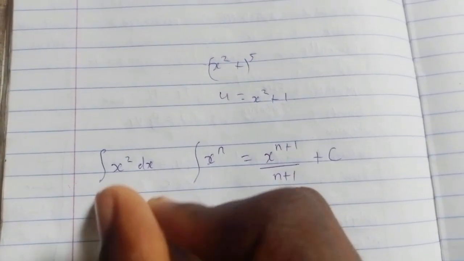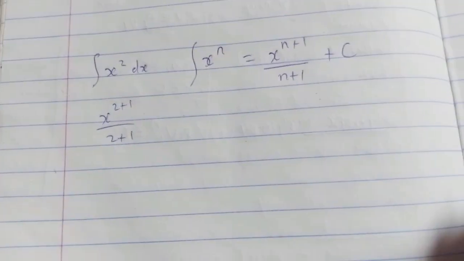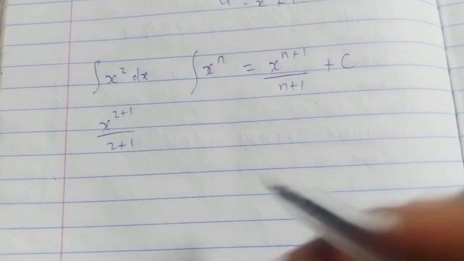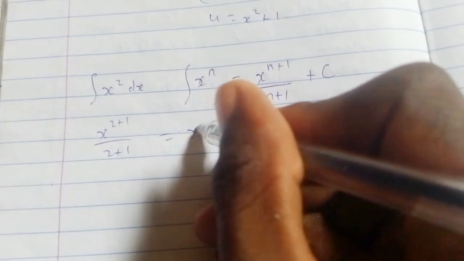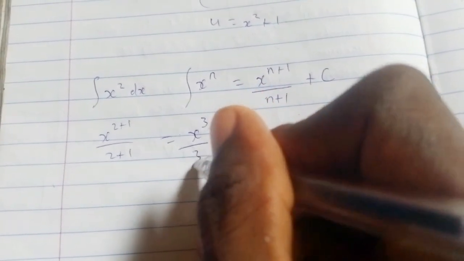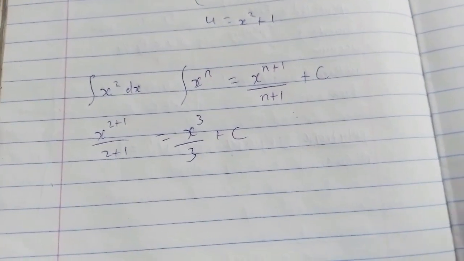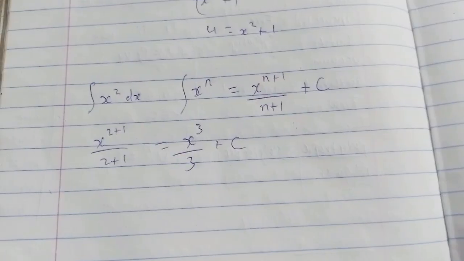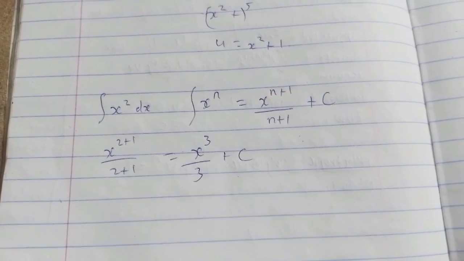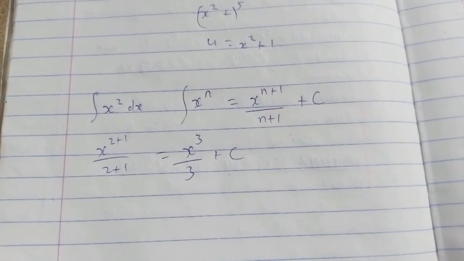The same is true for this one. If you want to integrate this, it becomes s to the power of 2 plus 1 all over 2 plus 1, which is equal to s raised to the power of 3 all over 3 plus c. That is 1/3 of s cubed. That will be the answer. So this is what we call direct integration. However, there are some integrations that you cannot integrate directly. You have to use what we call u substitution.